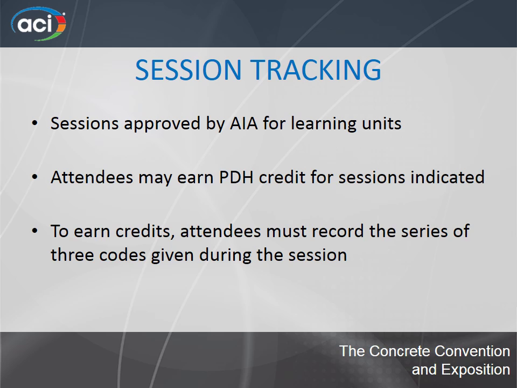Attendees may earn 2 PDH credits for most sessions unless otherwise indicated. For CEU PDH credit, record the 3 codes given out during the session. PDH credits may not be earned for partial session attendance, and attendees may not split their attendance among multiple sessions.